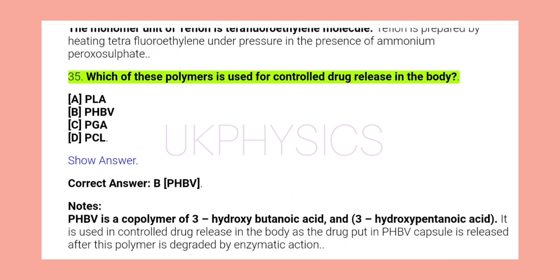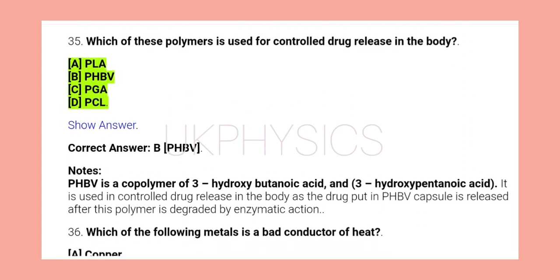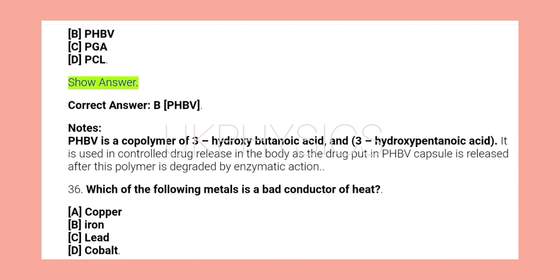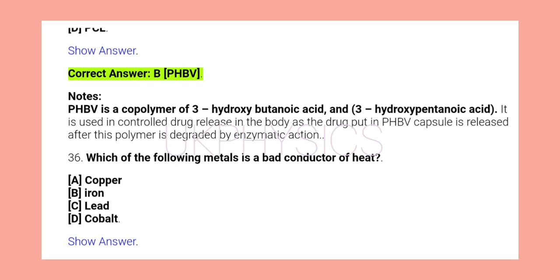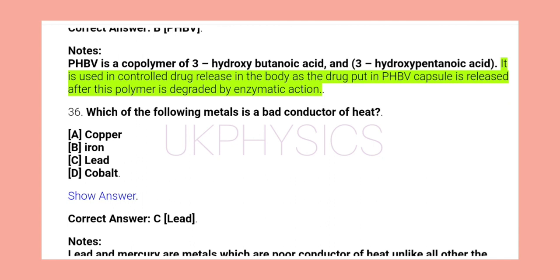35. Which of these polymers is used for controlled drug release in the body? A. PLA, B. PHBV, C. PGA, D. PCA. Show answer. Correct answer, B. PHBV. Notes: PHBV is a copolymer of 3-hydroxybutanoic acid and 3-hydroxypentanoic acid. It is used in controlled drug release in the body as the drug put in a PHBV capsule is released after this polymer is degraded by enzymatic action.